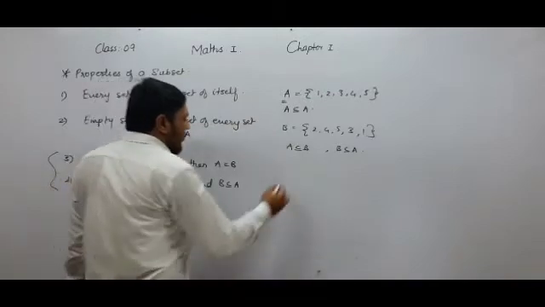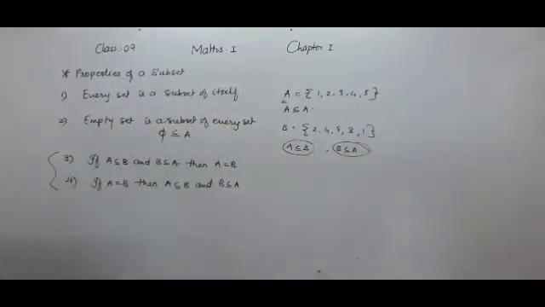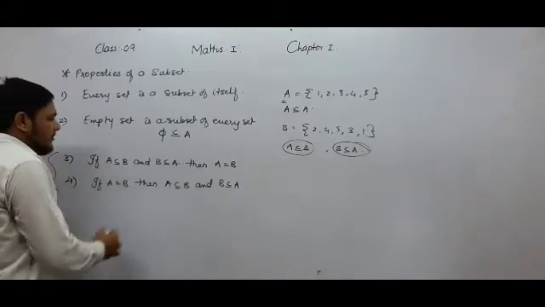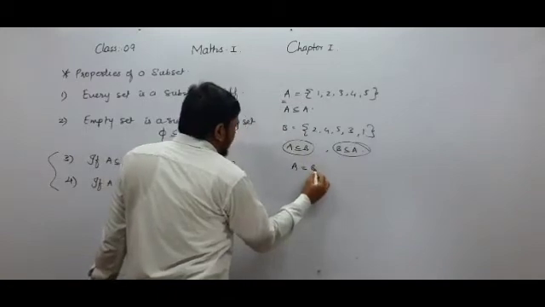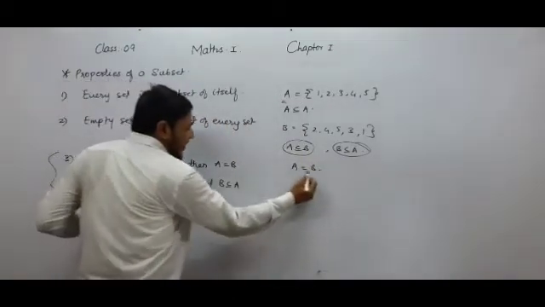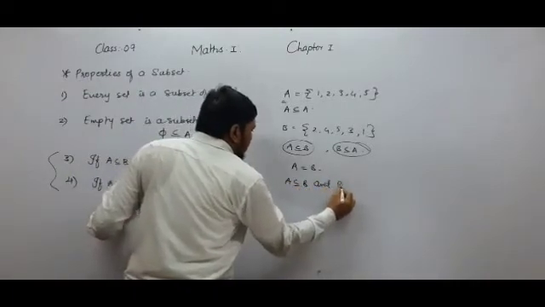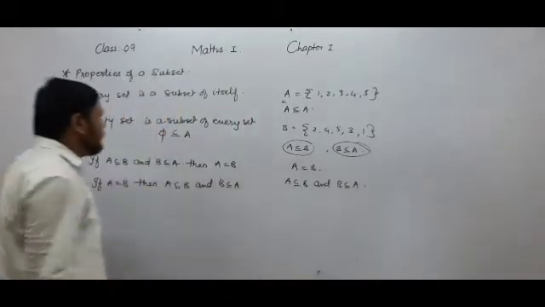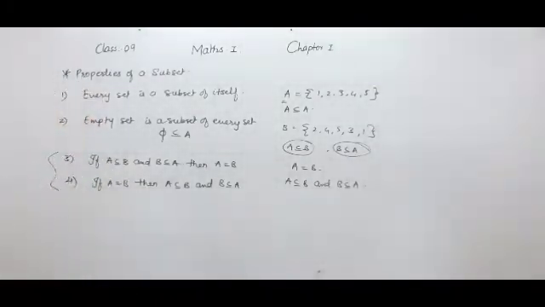Now here A is a subset of B and B is a subset of A. So we can prove that if A is a subset of B and B is a subset of A, then A equals B. And now if A equals B, then we can say that A is a subset of B and B is a subset of A. In this way we can study the properties of a subset. Now we will move towards the next topic.